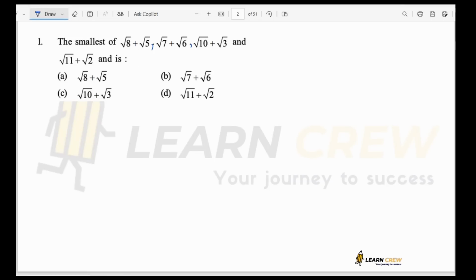When the sum is same, remember, whose product is more, that is biggest. 8 5s are how much? 40. 7 6s are how much? 42. 10 3s are how much? 30. 11 2s are how much? 22. So whose product is small, that is smallest. 11 into 2 is 22. So root 11 plus root 2 is smallest. So answer is what? Option D. I have given the shortcut technique. Next.